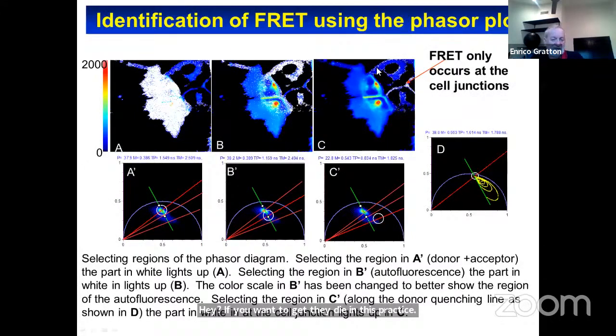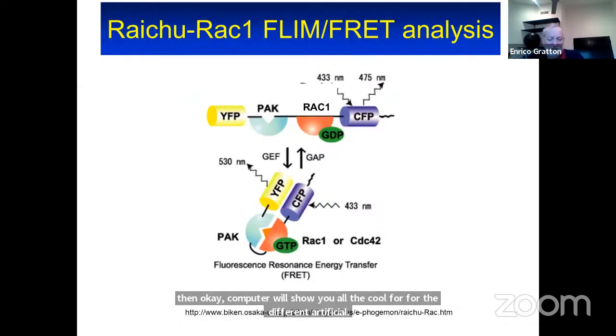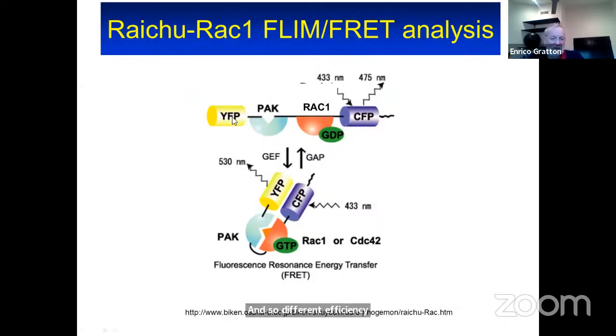But the FRET in this system can occur only at the junction between cells. So the junction has to be like that. Now, if you pay attention, you will get some points which are in this part. And then the computer will show you all the curve for different FRET efficiency. And so the FRET efficiency shows essentially how many of the molecules have YFP and CFP, one close to the other. And this is a sensor for FRET, for measuring the FRET.